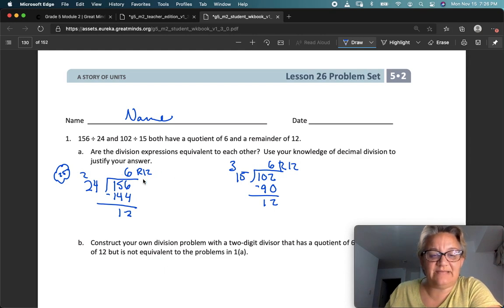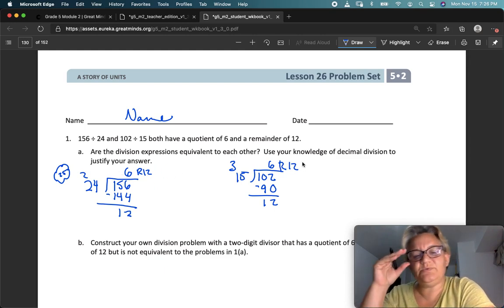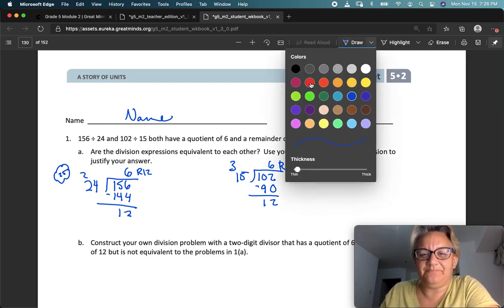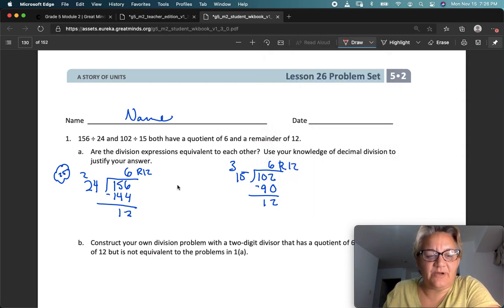They have the same answer. But what do you know about remainders? Remainders are actually using different units. So what would happen if we did these same problems, but instead of leaving the remainder, we found a decimal, okay? So 6 is 144, but then I have 12 left, and I'm going to put a decimal and a zero. Then I'm going to bring it down.